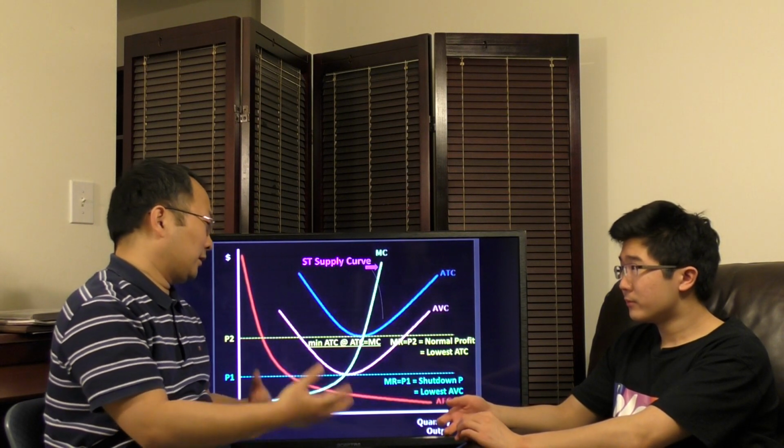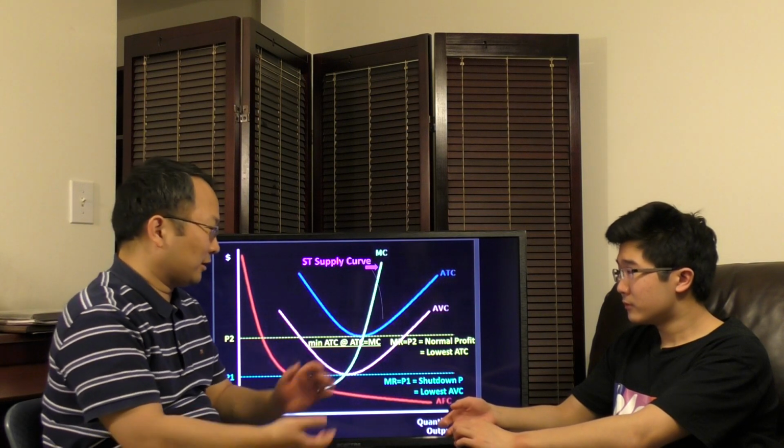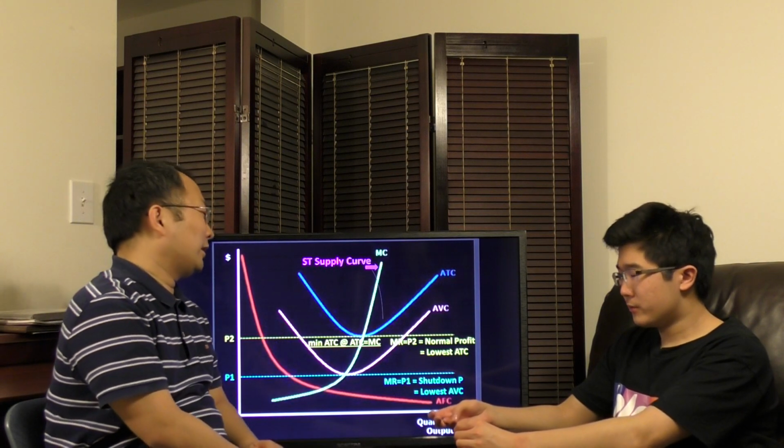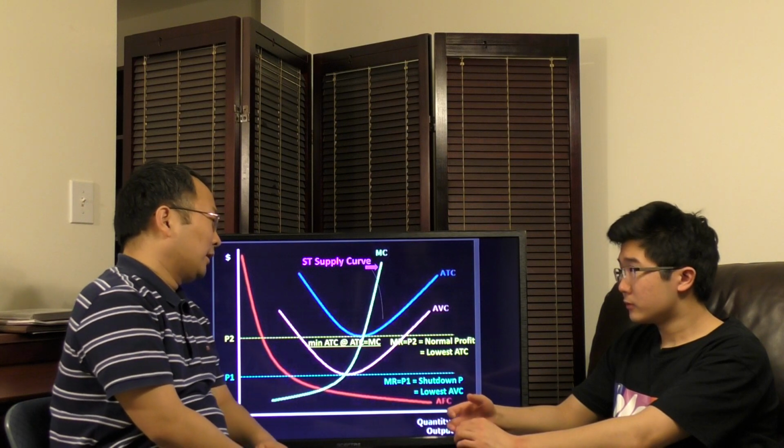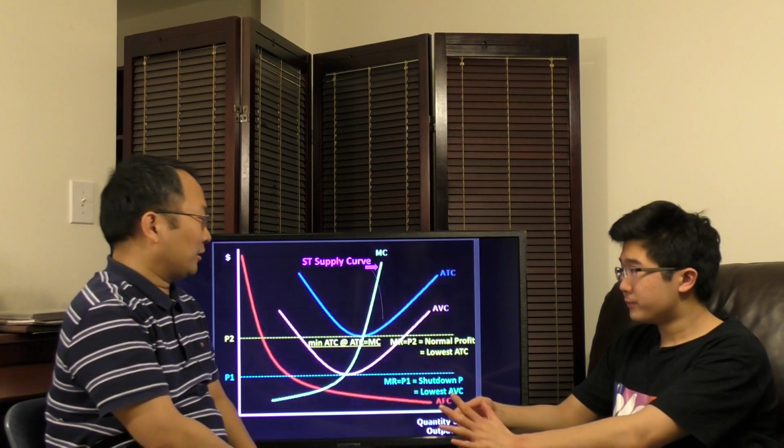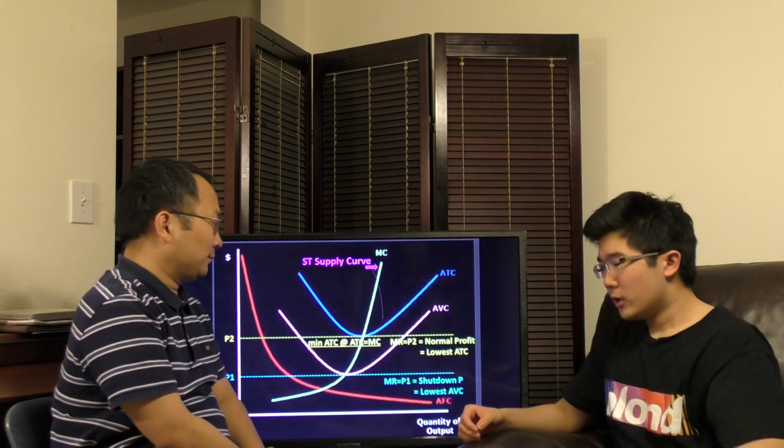Now, the fixed cost is pretty simple. Sometimes we call that overhead cost. You have a lot of examples that you have to pay. The fixed cost is not like a variable cost.